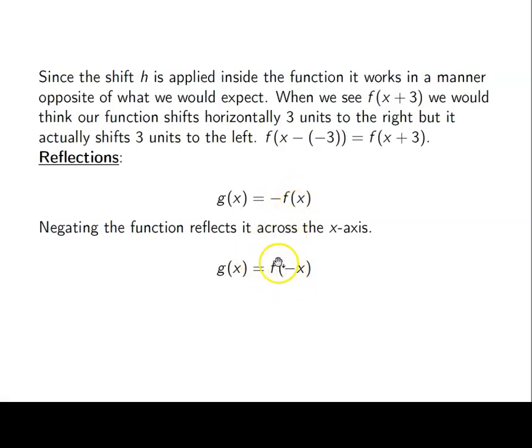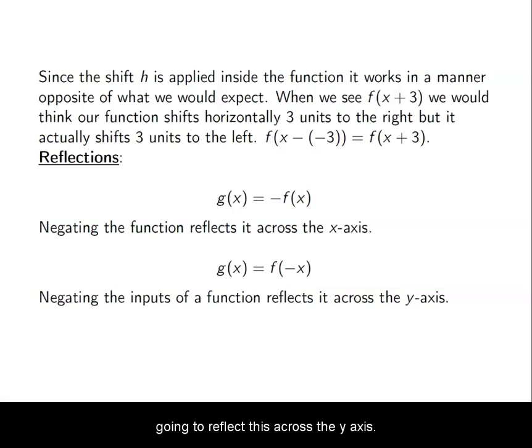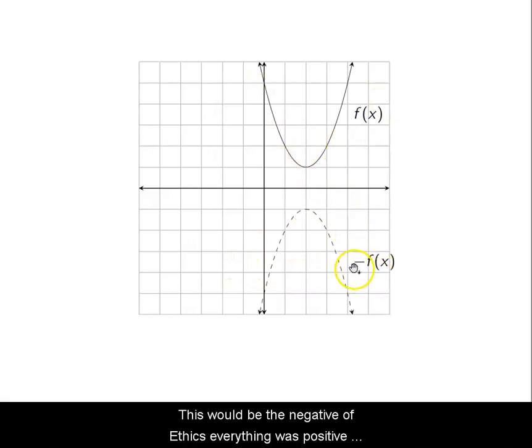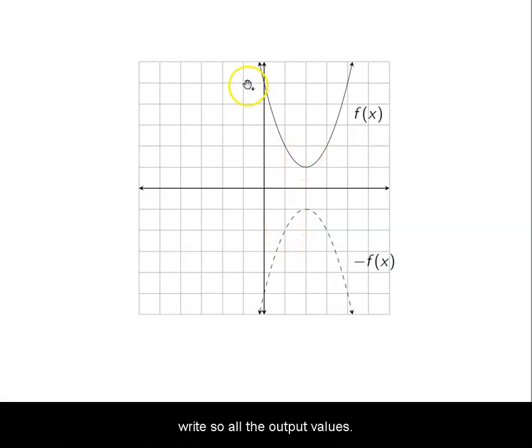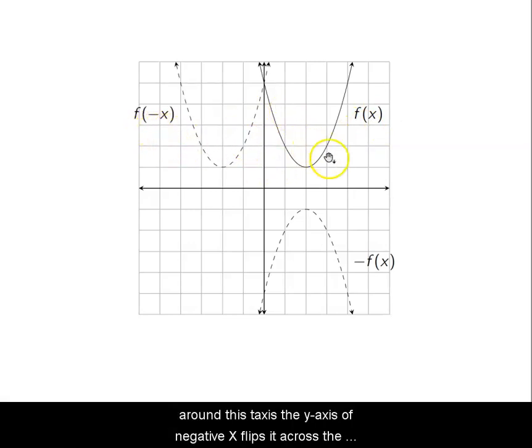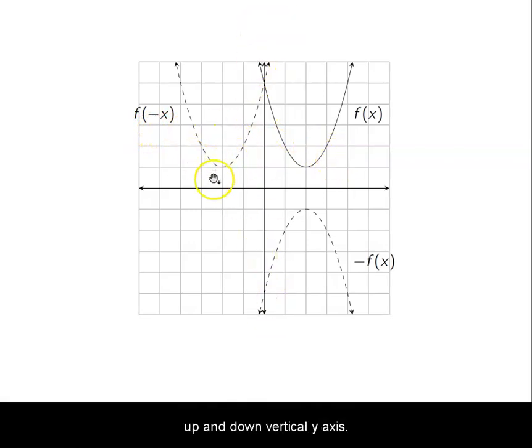Here, this is an inside shift, okay? It is being applied to the inside of my notation, so it is going to reflect this across the y-axis, right? So here's an example. If this is my function, this would be the negative of f of x. Everything was positive, and now everything is negative, and it's negative in a way that it just changes signs, right? So if this was a 1, this is now a negative 1, right? If this was a 2, it's now a negative 2, right? So all the output values change sign, so it flips over the x-axis, right? If I have a change inside of the function, it rotates it around the y-axis, right? So f of negative x flips it across the up and down vertical y-axis.